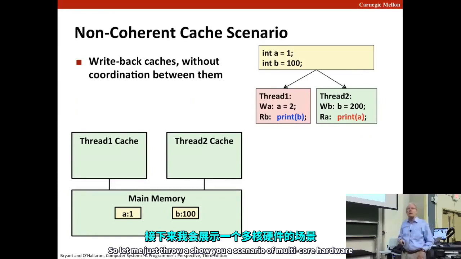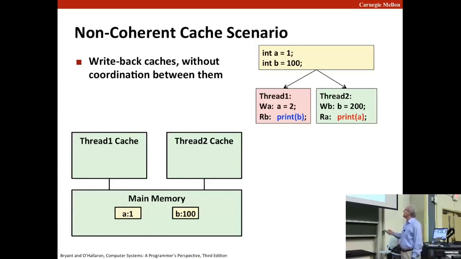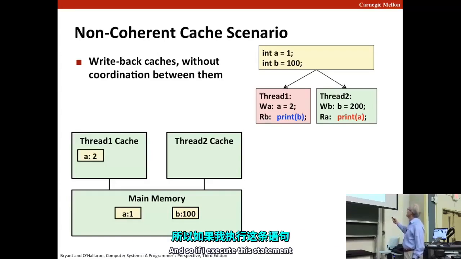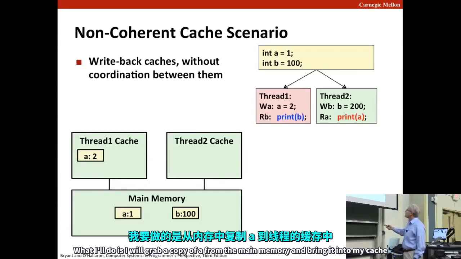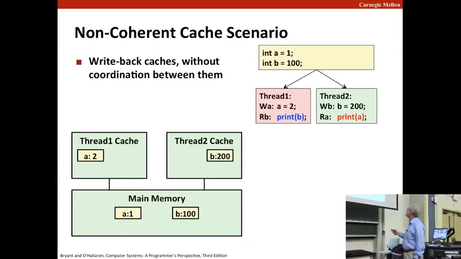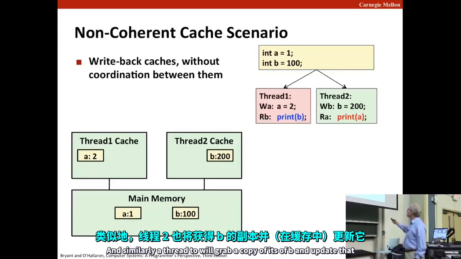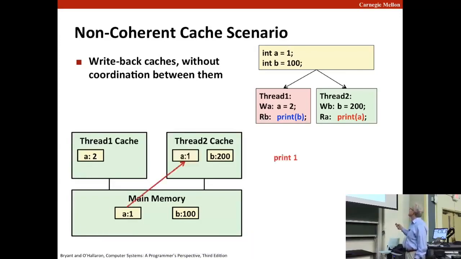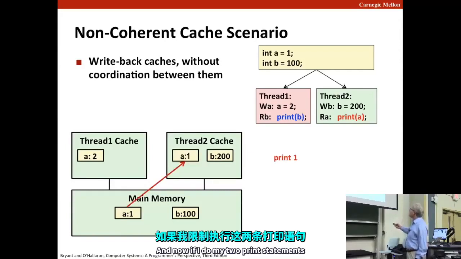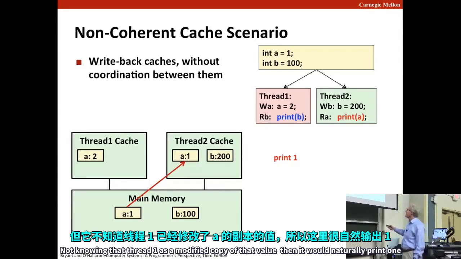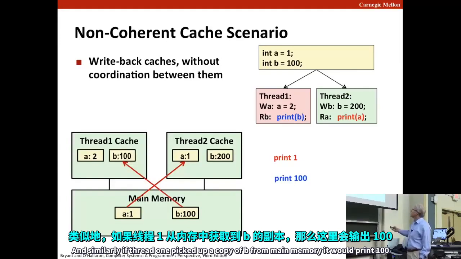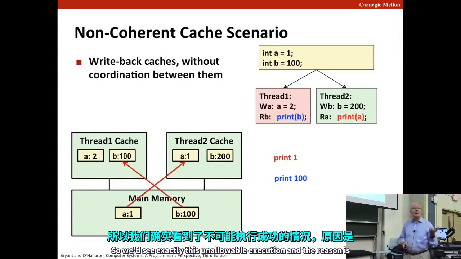show you a scenario of multi-core hardware that would violate sequential consistency. Assume that each of our threads has its own private cache. So if I execute this statement, I will grab a copy of A from the main memory and bring it into my cache, and I will assign this new value to it. And similarly, thread 2 will grab a copy of B and update that. Now if I do my 2 print statements, if thread 2 picks up the value from the memory, not knowing that thread 1 has a modified copy of that value, then it would naturally print 1. And similarly, if thread 1 picked up a copy of B from main memory, it would print 100. So we'd see exactly this unallowable execution.